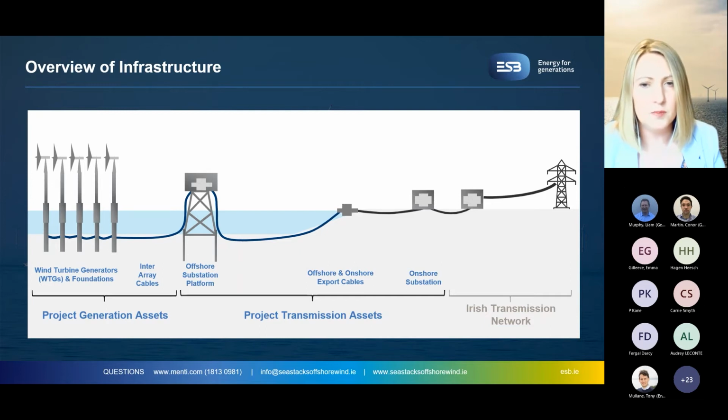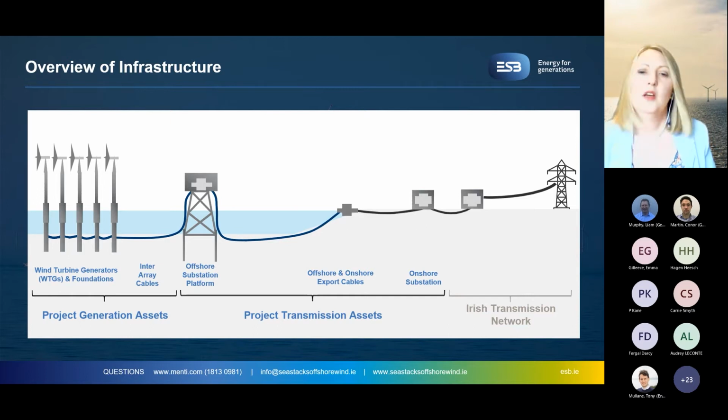At the offshore substation, the power is collected from the inter-array cables. It is transformed from 66 kV up to 220 kV. The higher voltage minimizes losses along the cables. From here, the power is transmitted to the shore via two 220 kV offshore cables. And as Liam said, the site is approximately 12 kilometers from shore. The offshore cables will be laid in an optimized route and buried in a shallow depth.